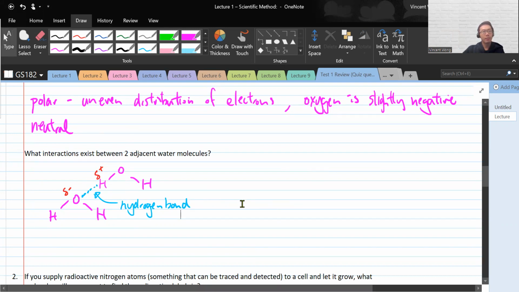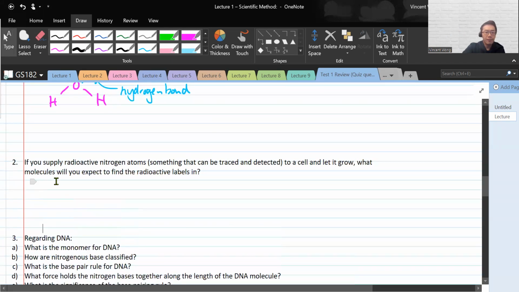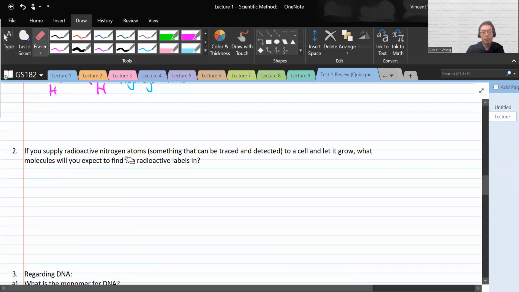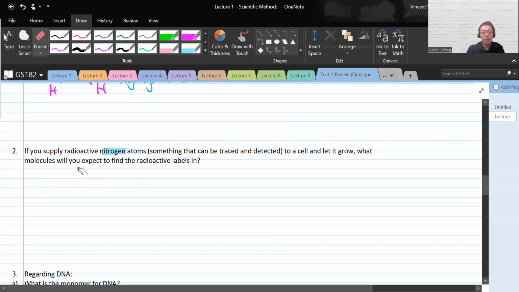Just stop me if you need me to elaborate on any of these. Next question. If you supply radioactive nitrogen atoms, that just means it's something that you can trace and detect later on. If you supply that to a cell, what molecules would you expect to find the radioactive labels in? This is just another way of asking you what molecules contain nitrogen. So tell me, guys, what molecule contains nitrogen? Molecules in a cell, right?